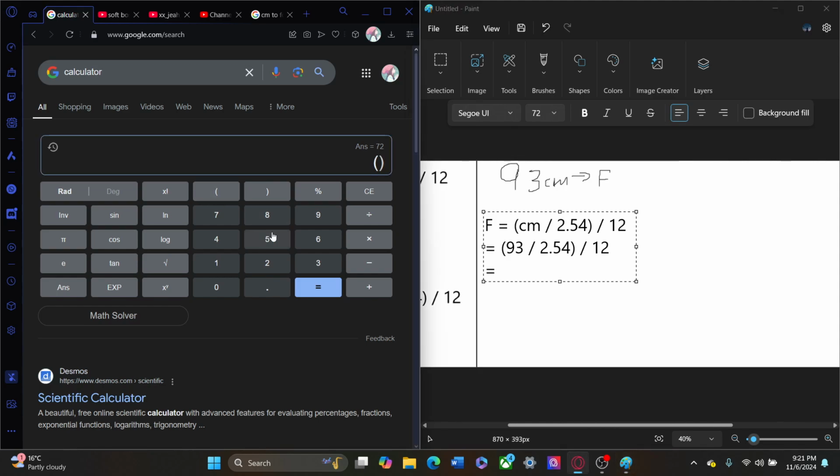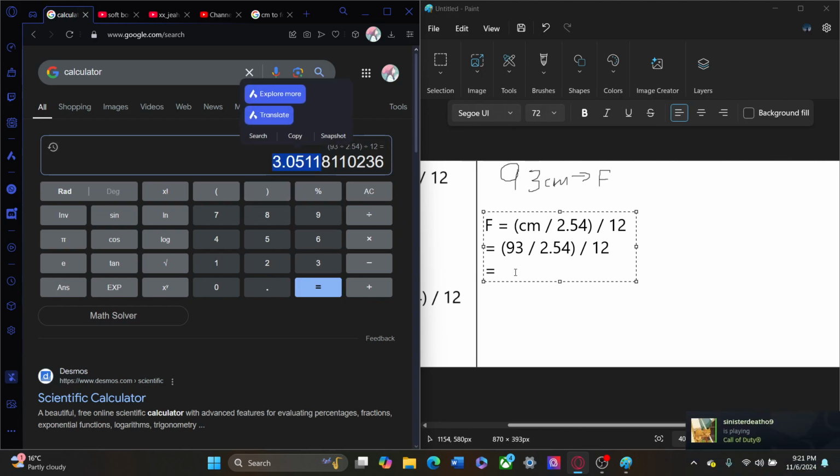As you see, plug it in, 93. Divide that by 2.54, close, then divide again by 12, we get our answer: 3.0511. And what is that? Feet.